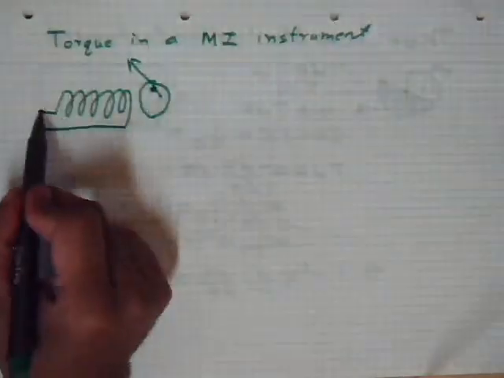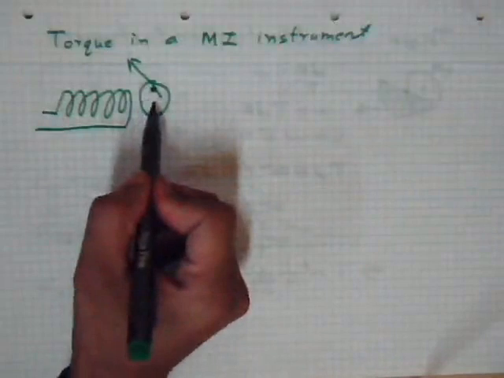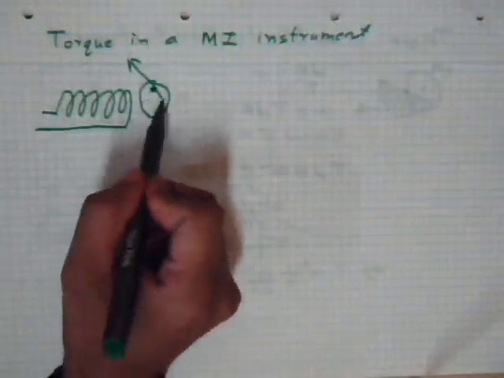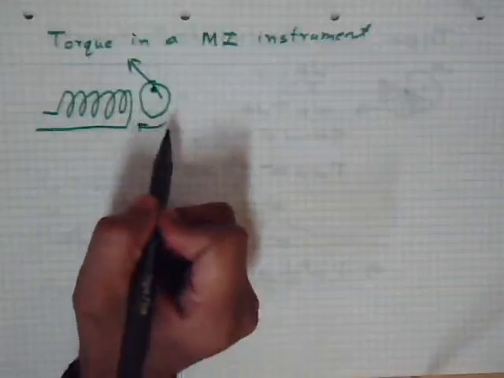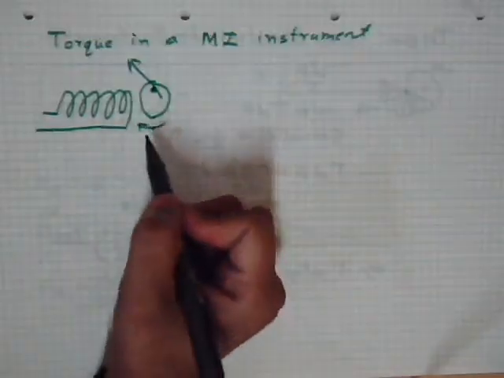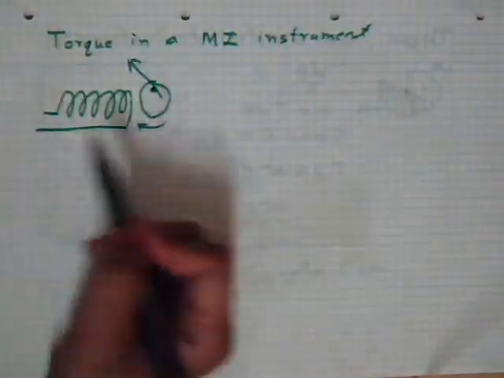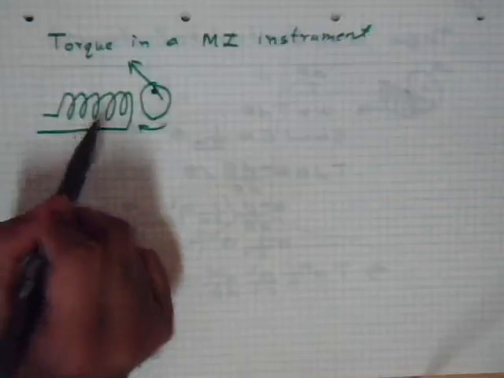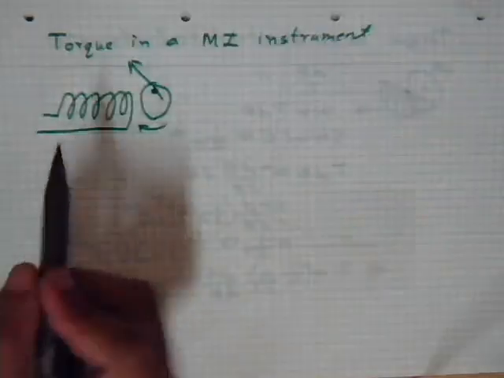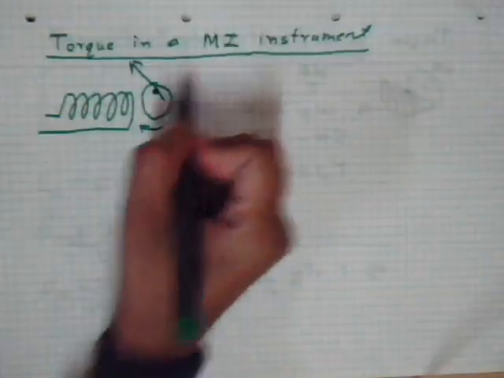So when this coil is energized, this pulls the soft iron towards it, inside it. So this soft iron piece moves closer to the coil and the indicator moves. Now this coil also has an inductance. Let that inductance be L.